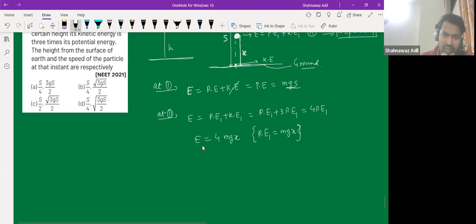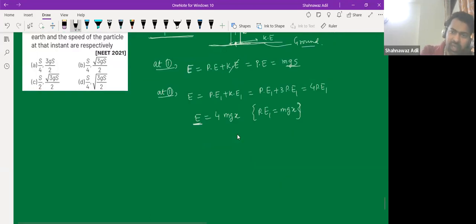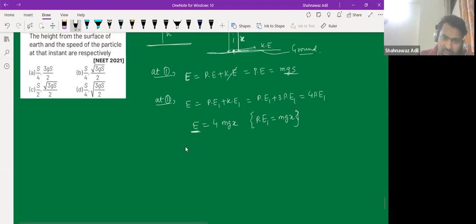Now, do we know this energy? From energy conservation, we know, right? Whatever the total energy is at this point, that would be equal to here. So let us calculate that. This E is mgs, and this is 4mgx. So mg cancels, and we will get x as s by 4, right?